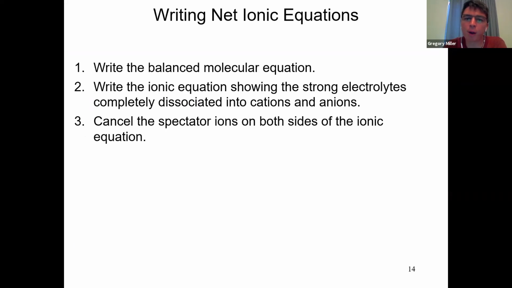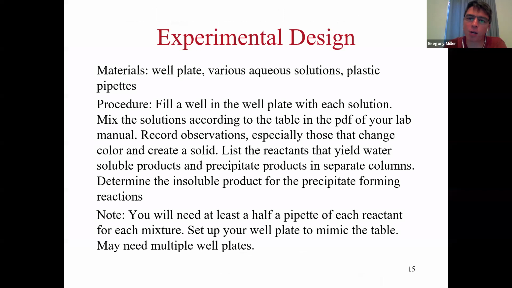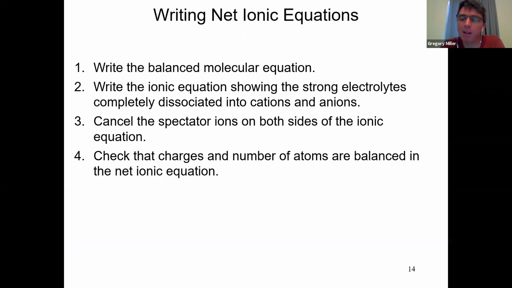So again, walking through how to write the net ionic equation like we talked about earlier. A balanced molecular equation for now will be provided to you. Next week, when we talk about how to create a balanced molecular equation, you will need to create those after next week. But from that balanced molecular equation, you can split everything apart using the strong electrolytes that are completely dissociated into cations and anions. Cancel out the spectator ions that are on both sides, and then check to make sure at the end that all of your charges and number of atoms are balanced.